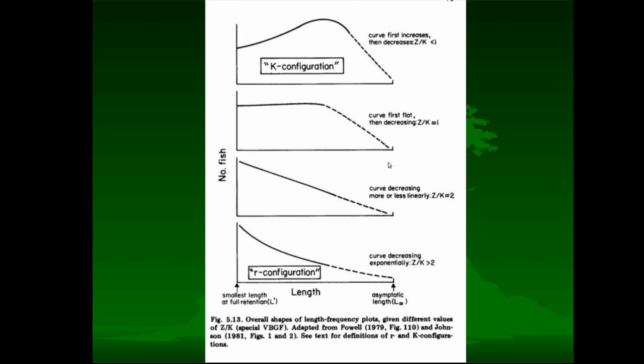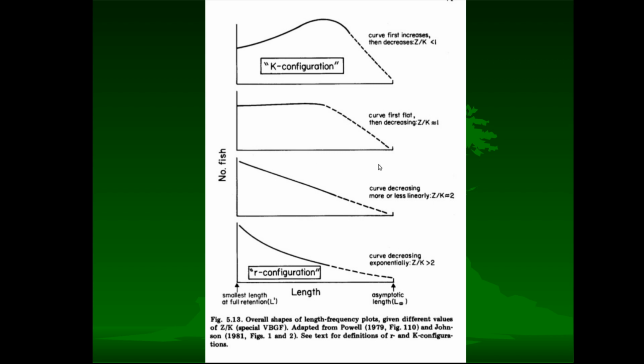If the mode of the size distribution is a large size, like up here, then Pauly proposes the species a K-selected species. If the mode of the size distribution is a small size, down here, then he proposes the species as an R-selected species. This argument is based on the assumption that size distribution curves have essentially the same shape as life table survivorship curves, Lx versus X.